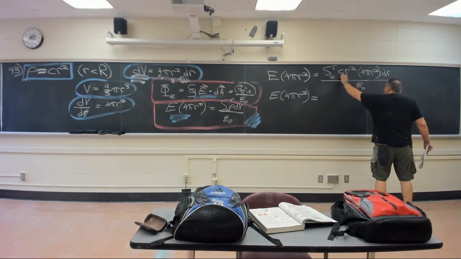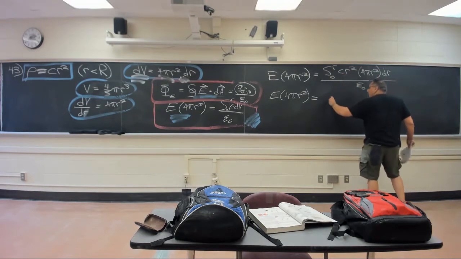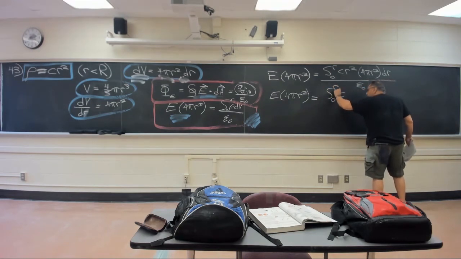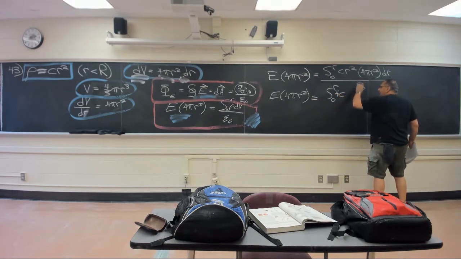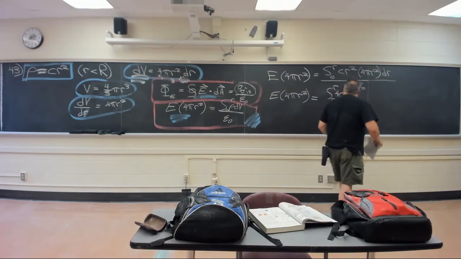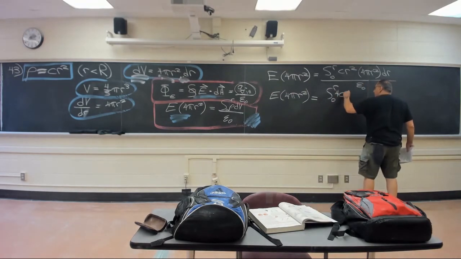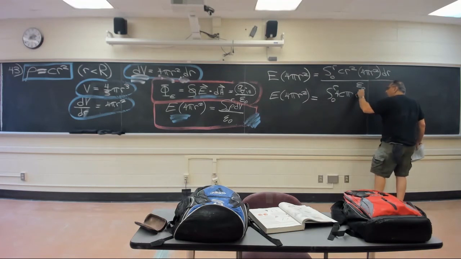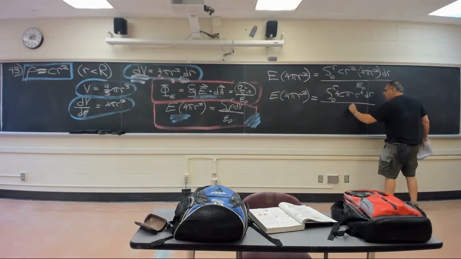This is c. This is r squared. Here's another r squared. We've got the integral from 0 to r of c times 4, I'll bring the 4 out of there. You can bring the 4 out, bring the pi out of there. 4c pi r to the 4th dr over epsilon naught.